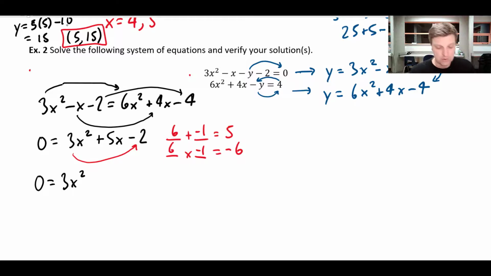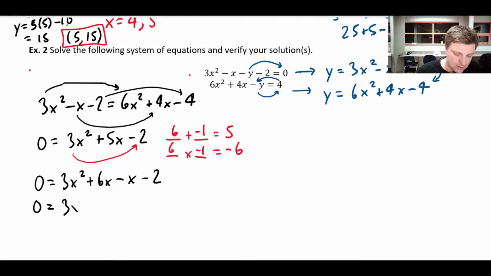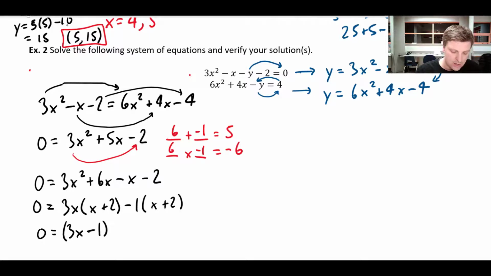I'm going to decompose the second term into plus 6x and then minus x and then minus 2. And then I'm going to factor out whatever I can. So I have 0 equals 3x, and then I have x plus 2, and I'll factor out a minus 1, and I get x plus 2. And then this ends up being 0 is equal to 3x minus 1 times x plus 2.